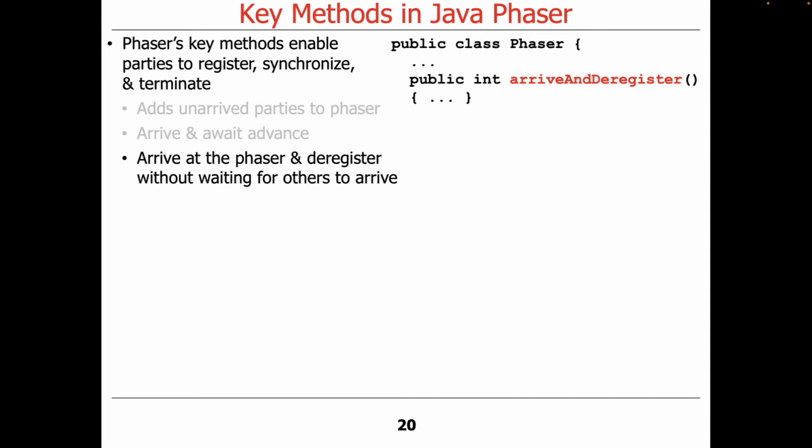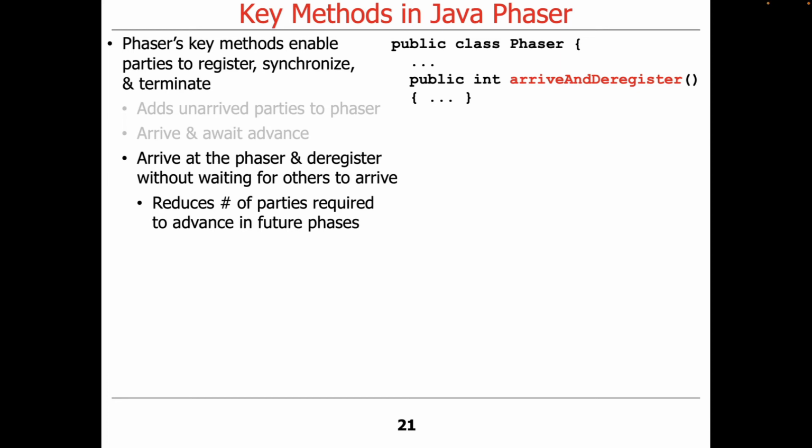Then there's also another method called arriveAndDeregister, which arrives at the phaser and deregisters without waiting for others to arrive. And this is going to reduce the number of parties required to advance in future phases. That may seem absolutely mystical and bizarre, but when we take a look at the case study, you'll see why it's useful.